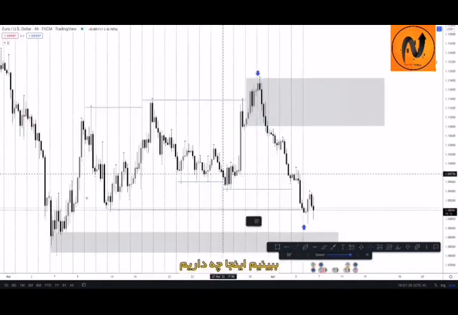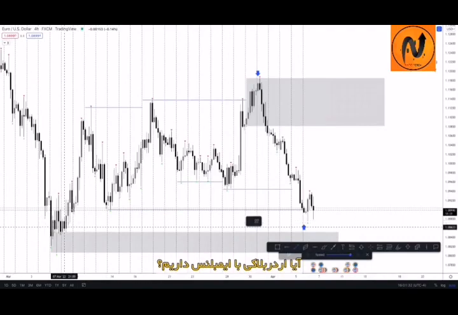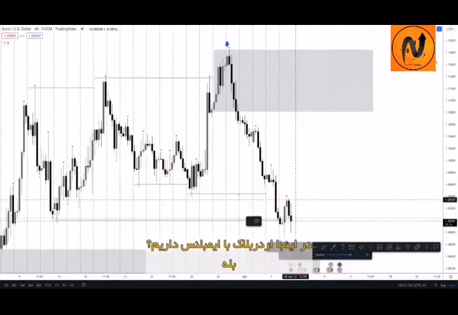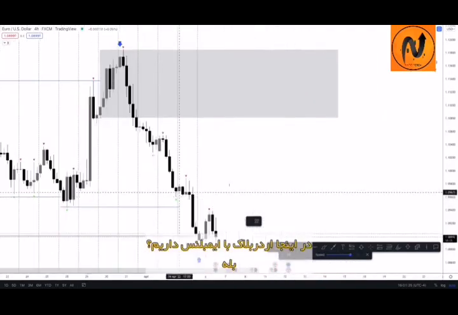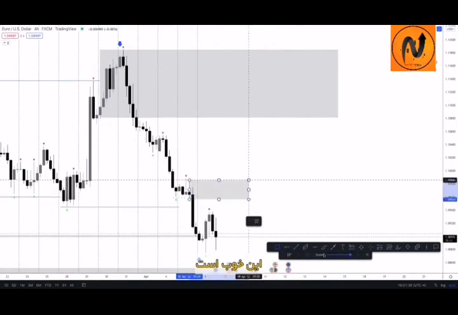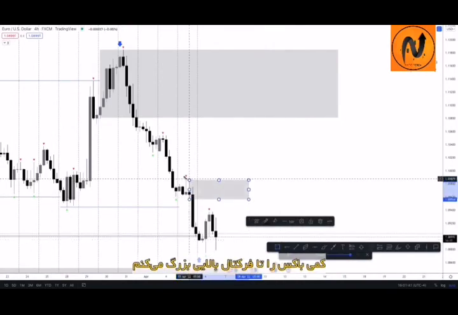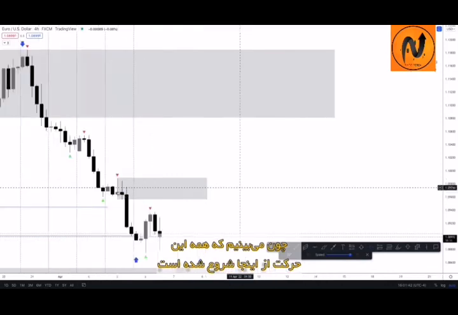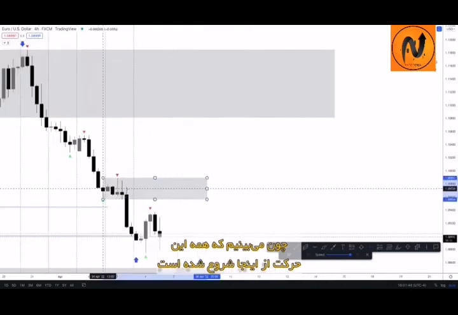Let's see what's going on here. Do we have any OBs with imbalance? Doesn't look like it. Let's come over here. Do we have OBs with imbalance? Yeah, right here. This one looks pretty good. All right, I'd actually drag this up just a little bit higher to that fractal high just in case, right? Because we can see that all that's coming from this here.